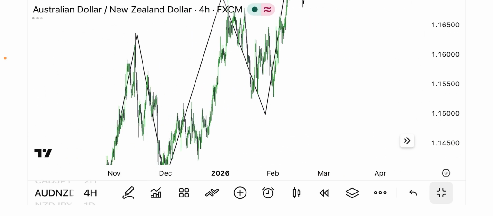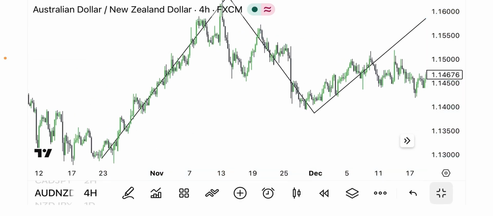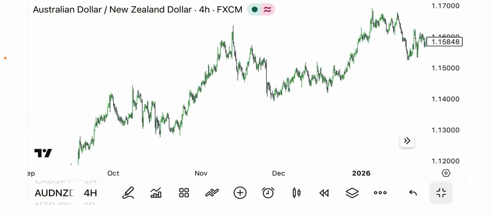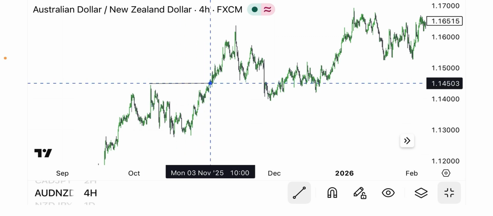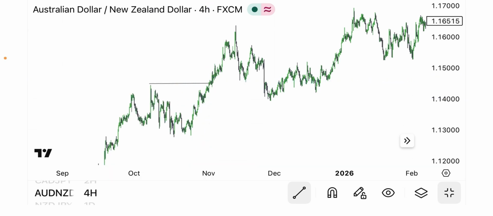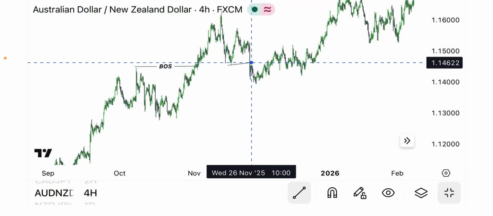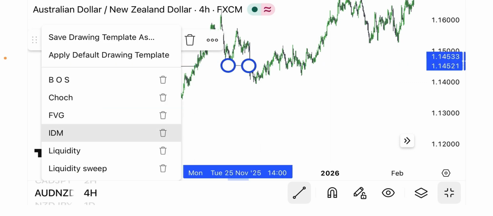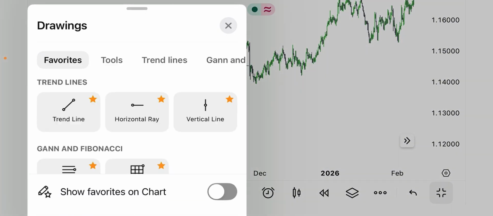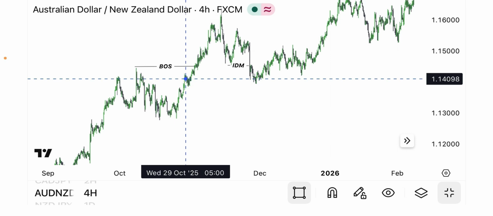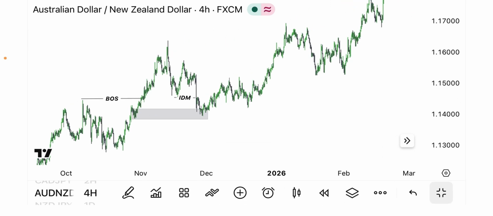If you switch down to the 4-hour time frame, you will see that these higher highs and higher lows didn't just form by themselves, right? Let me try to mark it out for you guys. So the market broke structure here. This is a break of structure. It created its own inducement here, and then tapped on this particular demand zone. And it continued pushing to the upside.